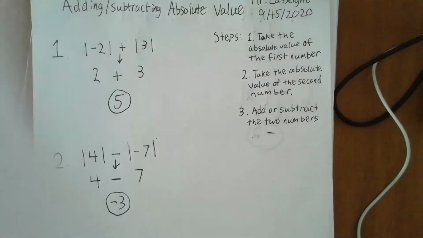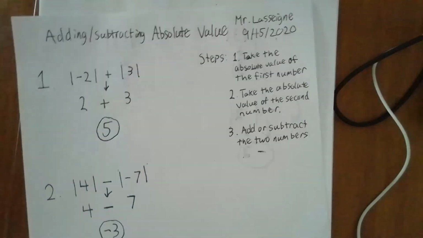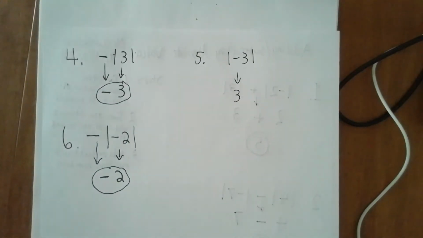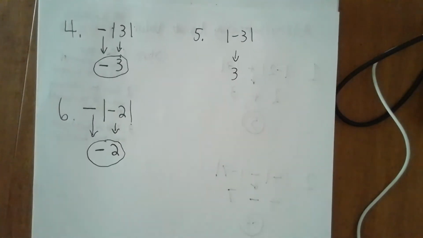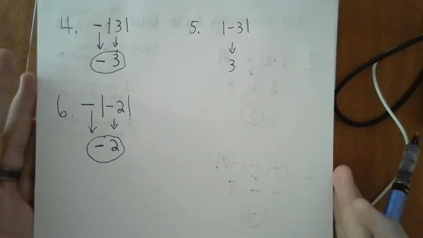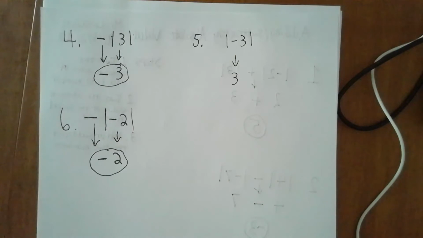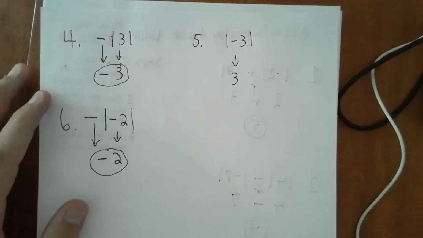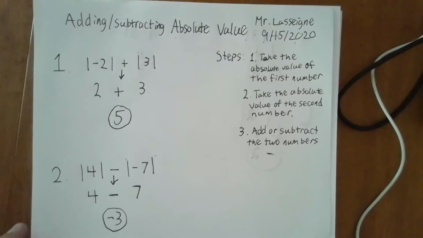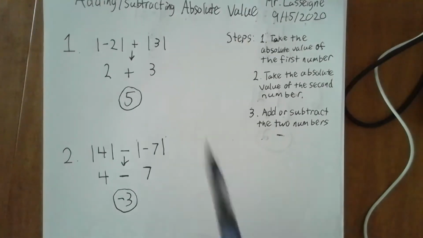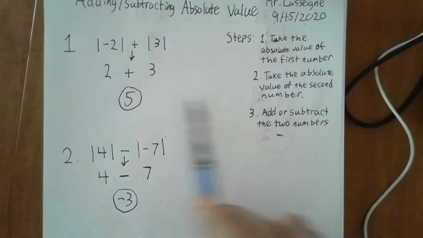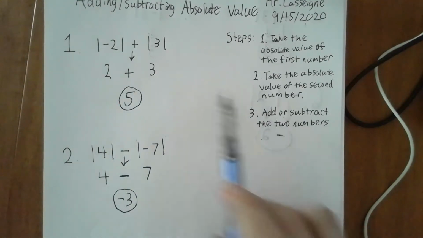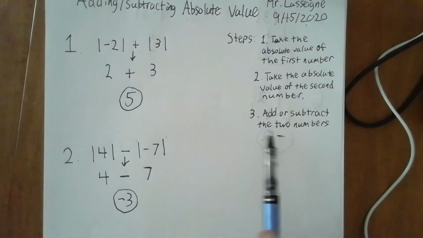Okay, so, there's also something I want to address from yesterday. I meant to actually do it before then, but I'm going a little out of order here. So, from yesterday we talked about adding and subtracting absolute values. Remember, take the absolute value of the first number, bam, take the absolute value of the second number, bam, add or subtract the two numbers together.